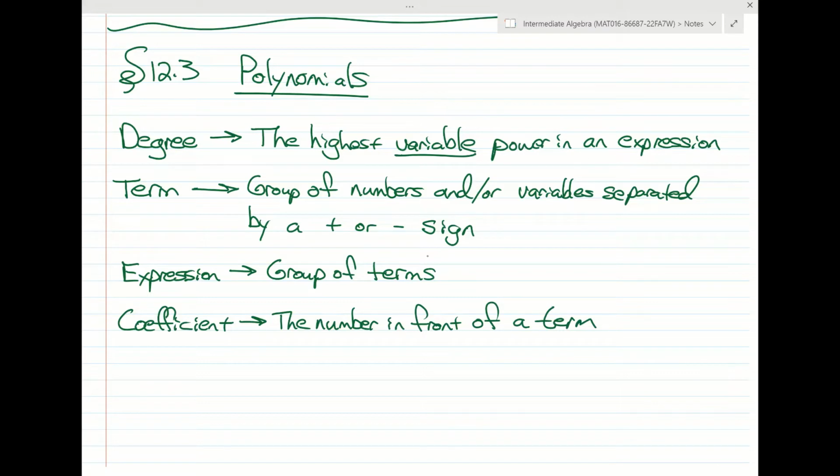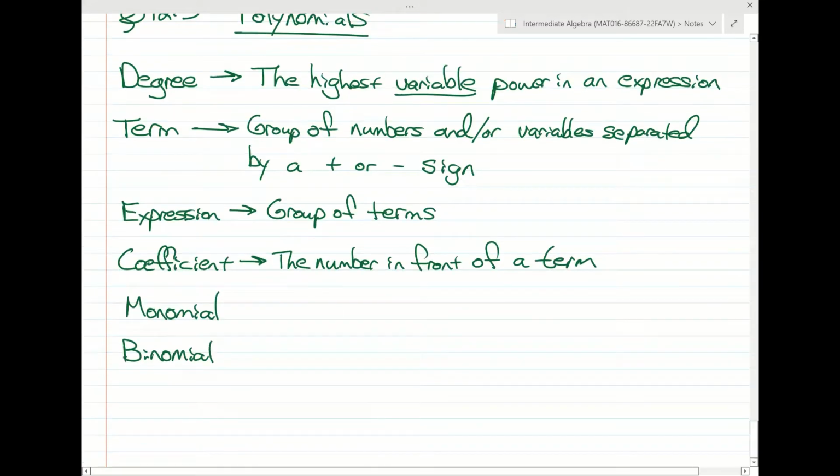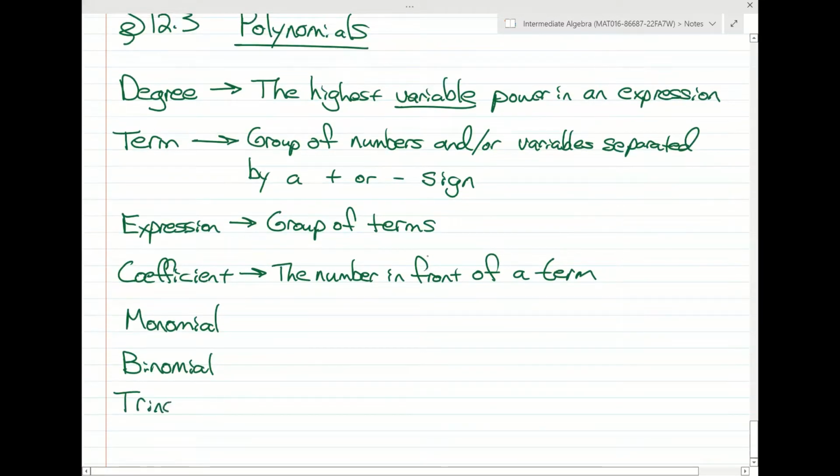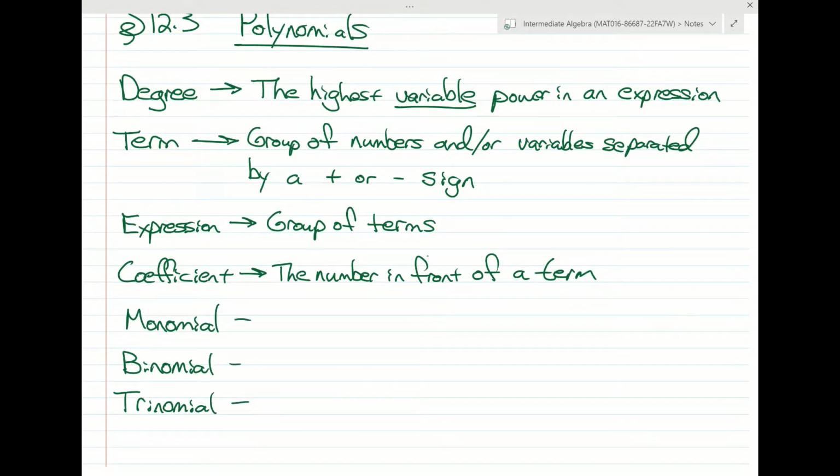And then to wrap up the vocabulary here, we have monomial, binomial, and trinomial. In math, the prefix mono means one term. Monomial means one term. Bi means two terms. Tri is three terms.